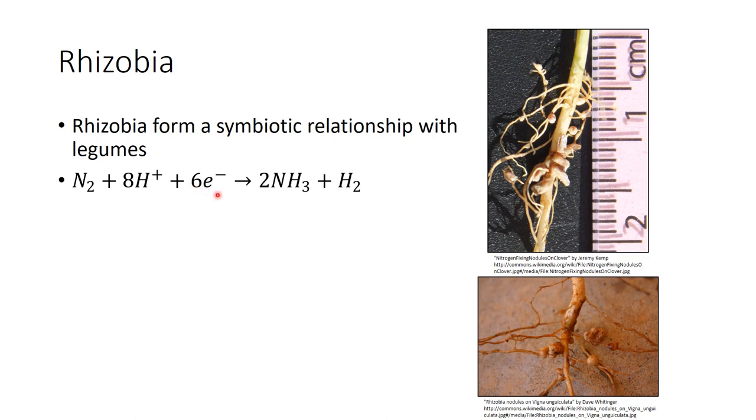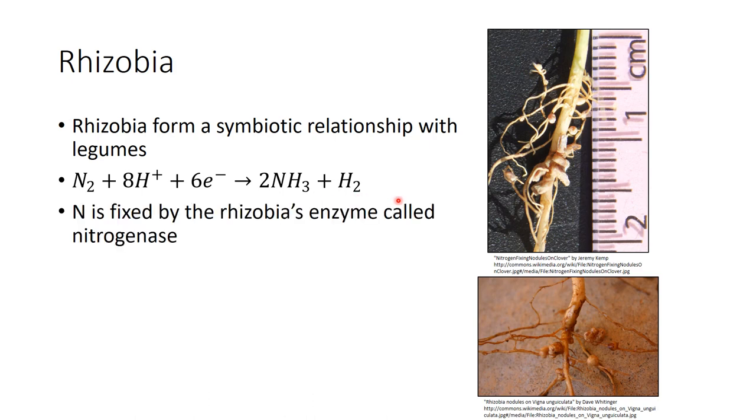And these electrons they are getting from metabolizing sugars that are being provided to the microbe from the plant. So it's getting energy essentially. And so nitrogen, hydrogen, energy, the end result is ammonia and H2 gas. This is performed inside of these nodules by the rhizobia using an enzyme called nitrogenase. Nitrogenase means it's a nitrogen generating enzyme.